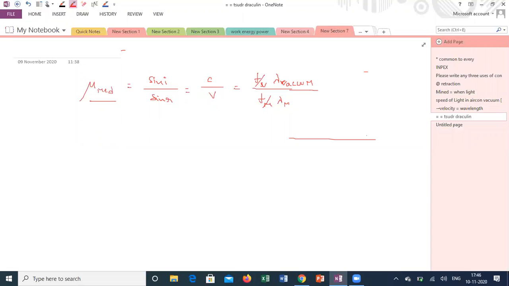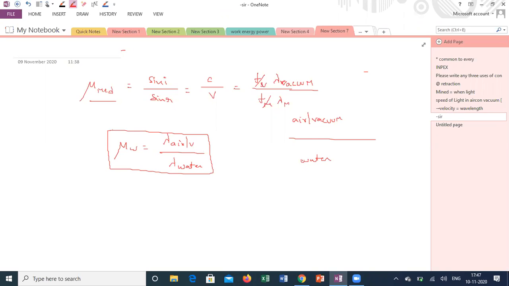Suppose the light is entering from air or vacuum, because both refractive indexes are the same, into water. So the refractive index of water will be equal to lambda in air or vacuum divided by lambda in water. Is it clear? If the wavelength is increasing, the refractive index will be decreasing. If the wavelength is decreasing, the refractive index will be increasing.